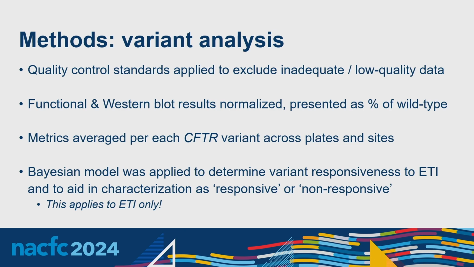But essentially what this readout is, it takes into account all of the variability in each measurement, comes up with a credible interval that is sort of like a confidence interval. And then you could say, okay, if your credible interval is above this 10% threshold for response, then you can call that responsive. So they were able to categorize variants as responsive, non-responsive, or borderline after applying this model.